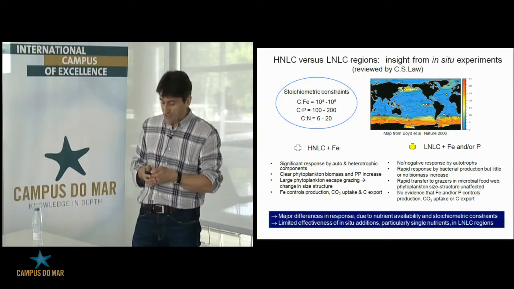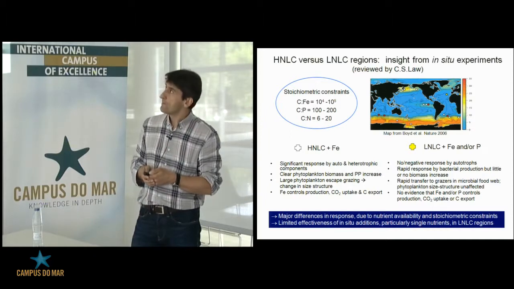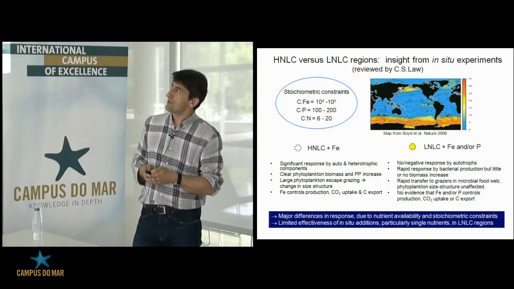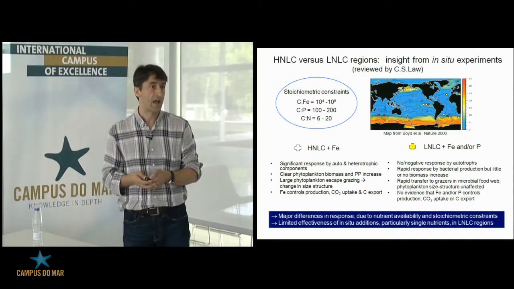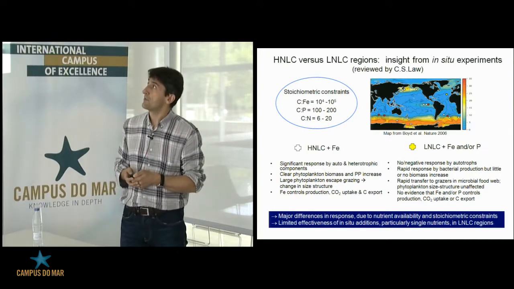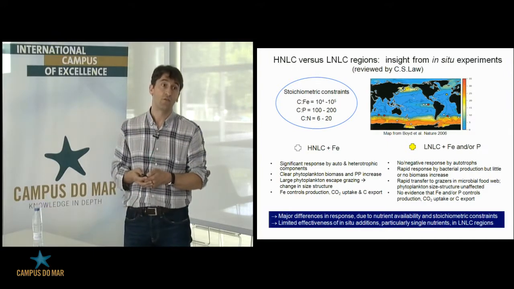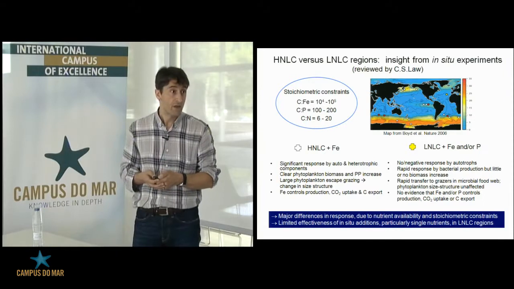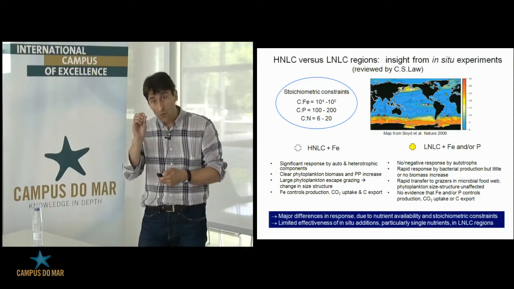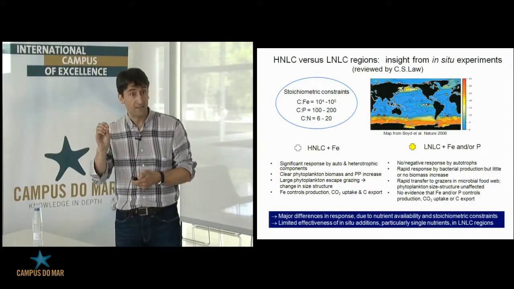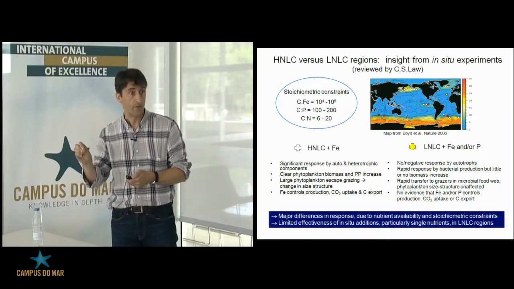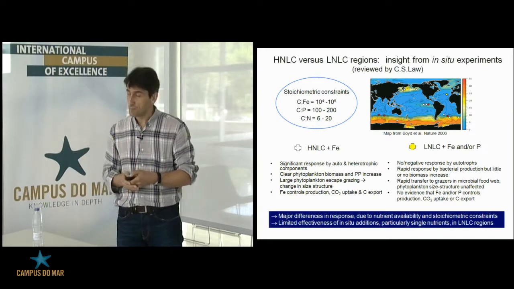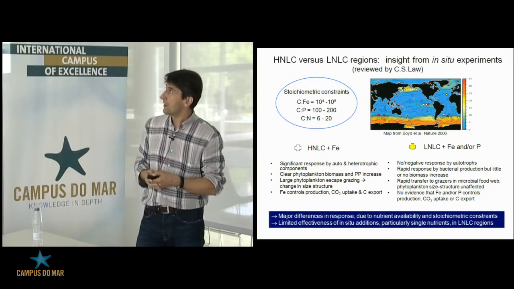Now, the stoichiometry is behind this difference, because the carbon to nitrogen ratio and the carbon to phosphorus ratio are much lower than the carbon to iron ratio. The carbon to iron ratio can be extremely high, between 10^4 and 10^5. That means that if you add a really small amount of iron, provided that other nutrients such as nitrogen, phosphorus and silica are available, the potential for the community to respond is quite large.